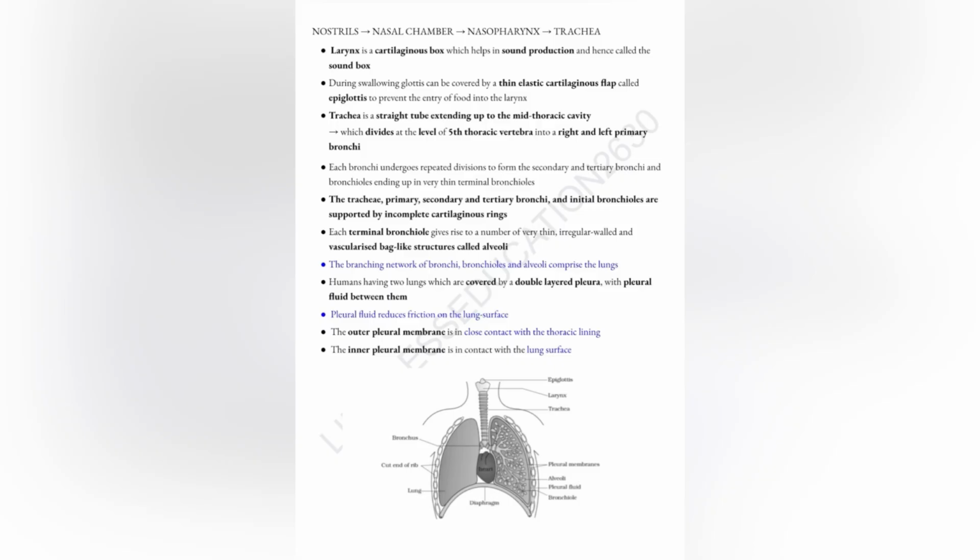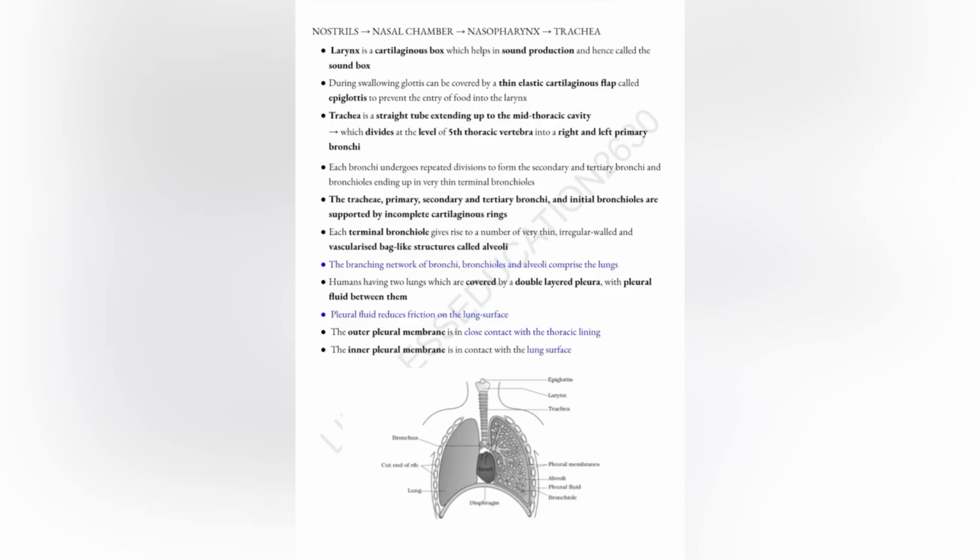Larynx is the cartilaginous box which helps in sound production and hence is also known as the sound box. During swallowing, the glottis is covered by a thin elastic cartilaginous flap called the epiglottis to prevent the entry of food into the larynx. Trachea is a straight tube extending up to the mid-thoracic cavity, which divides at the level of the fifth thoracic vertebra into a right and a left bronchus.